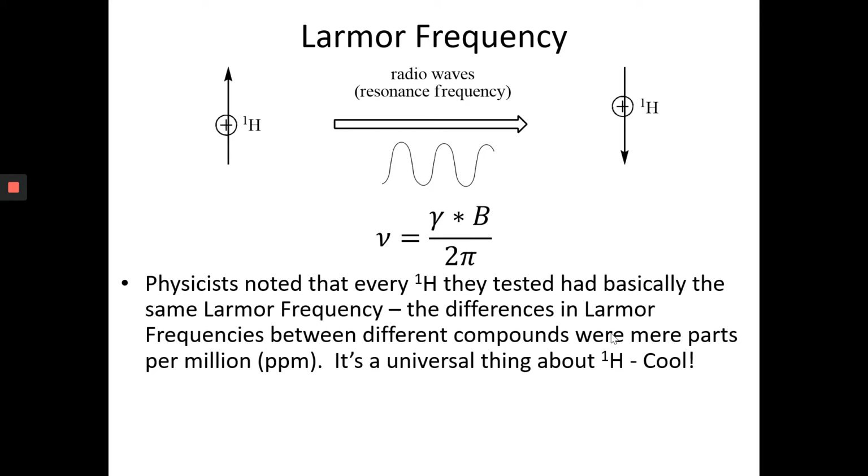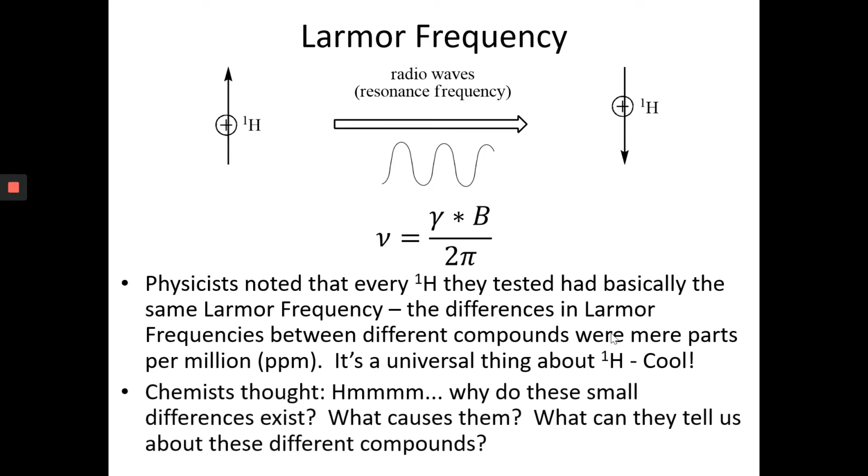Look, isn't physics neat? And chemists were like, why are they almost the same but slightly different? And if they are slightly different for some valid reason, maybe it's related to the differences in chemistry between water and ethanol and acetone. And maybe we can exploit this difference to tell us some interesting things about their chemistry. So this next phase is about what those differences are and why they're interesting and important.